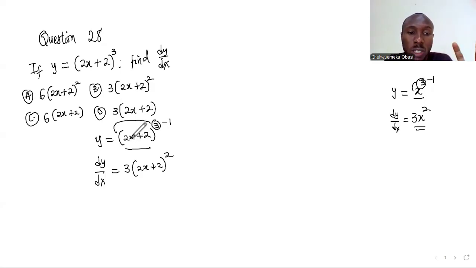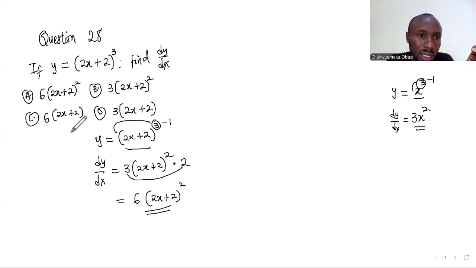When you differentiate 2x, what do you get? You get 2. When you differentiate 2, you get 0. 2 is a constant, so when you differentiate a constant, you get 0. So the only surviving term here when you differentiate 2x + 2 is just 2. So the 2 we've got will multiply this result. So 3 times 2 is 6, right? So you have 6(2x + 2)^2. And if you look out for the answer, that is option A. That is your final answer.